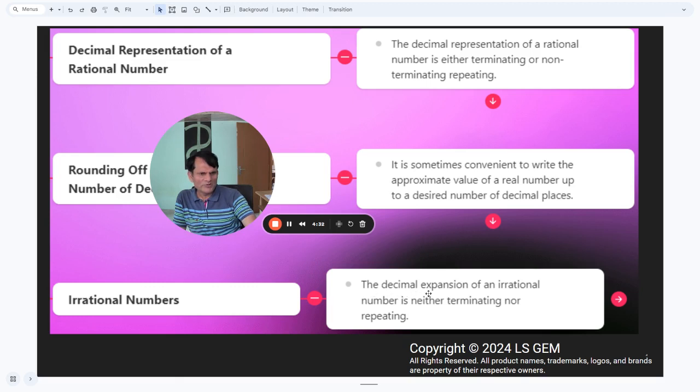After that, irrational numbers. The decimal expression of an irrational number is neither terminating nor repeating. That is the main thing you have to remember about irrational numbers. That's all. This covers all the core concepts.